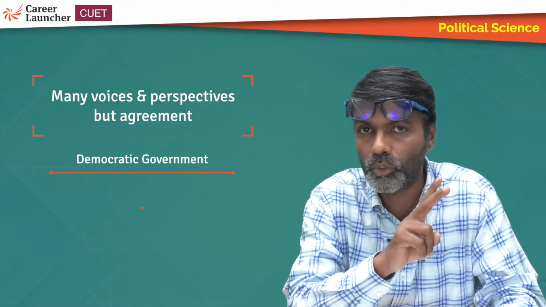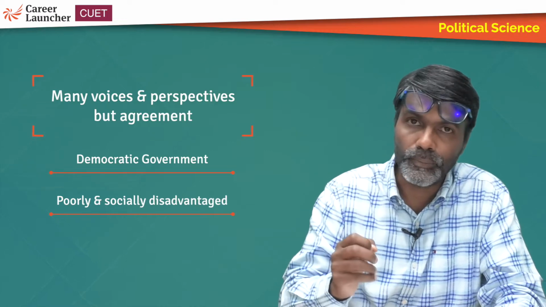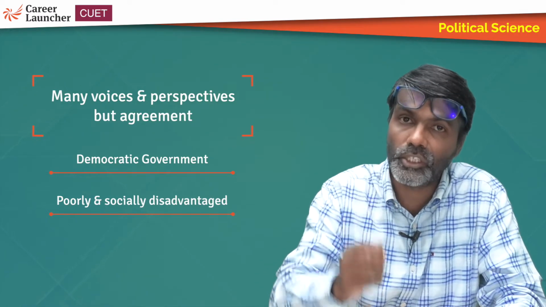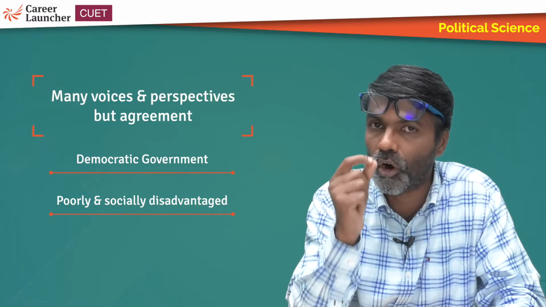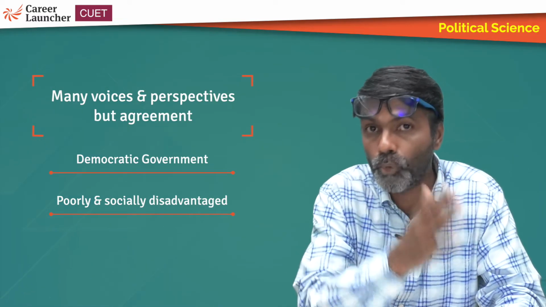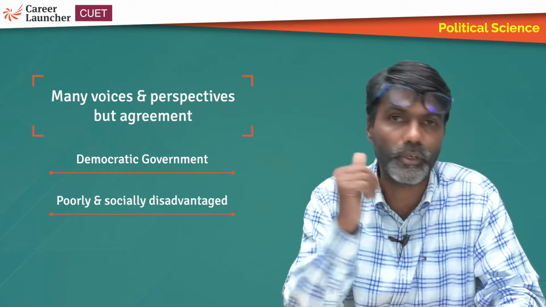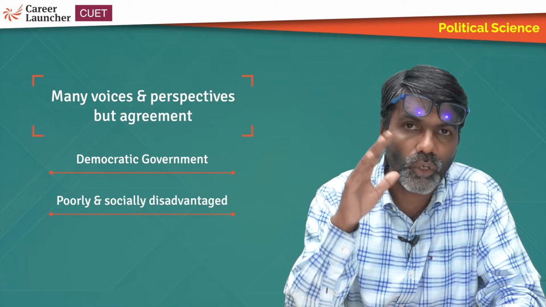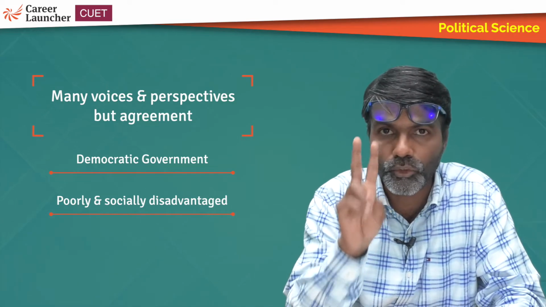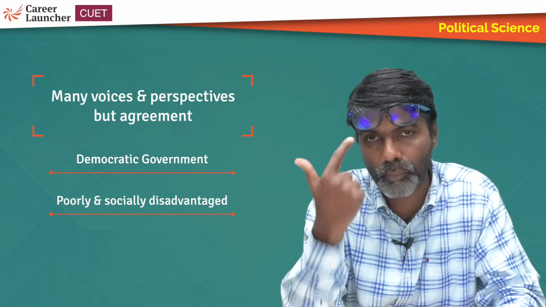Number 2, as a society, as an independent nation writing our own future, we must focus on uplifting the poor and the socially backward people. Every single leader was unanimous on these 2 things, democracy and the poor and socially backward people. In that context, India faced 3 challenges.